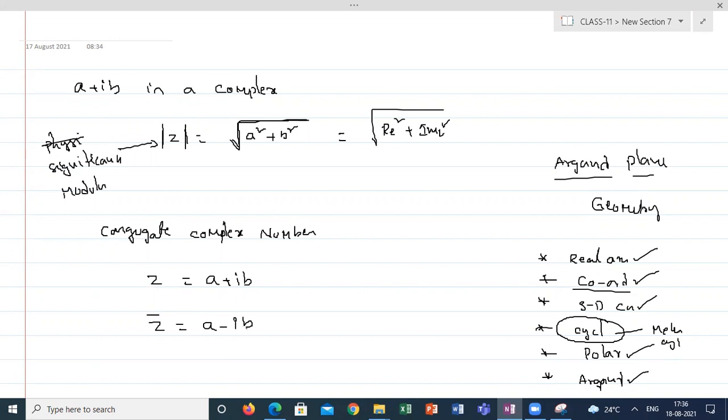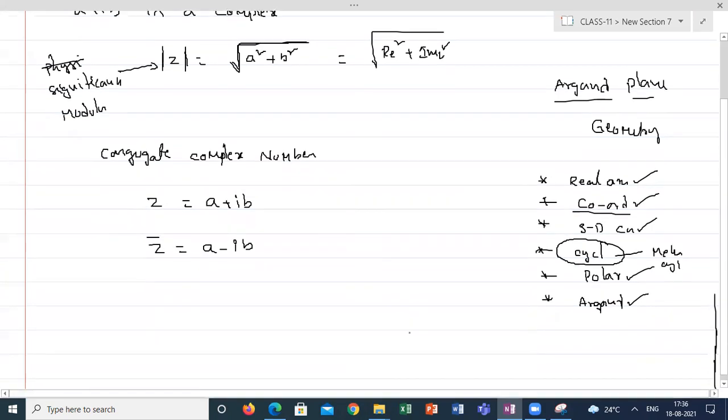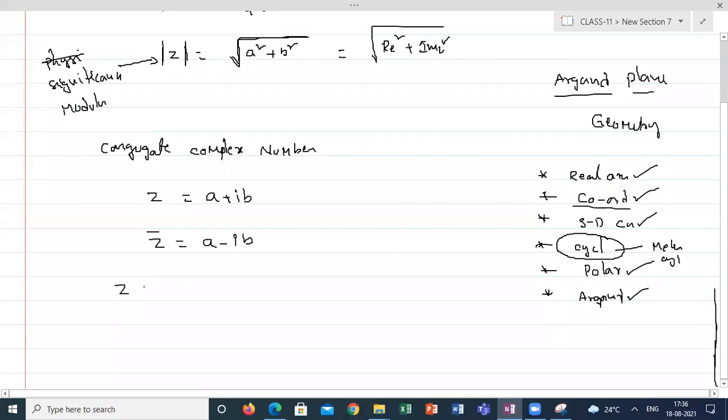Students? Yes, sir. So the product of a complex number and its conjugate. Suppose I take z multiplied with z bar, a plus ib into a minus ib. So this will be a square minus i square b square, so this will be a square plus b square, which is the modulus of z whole square.